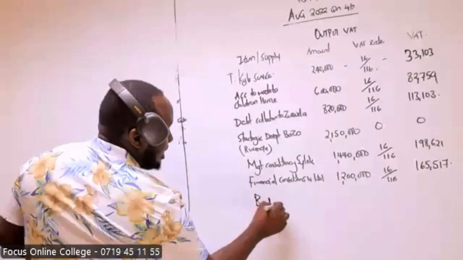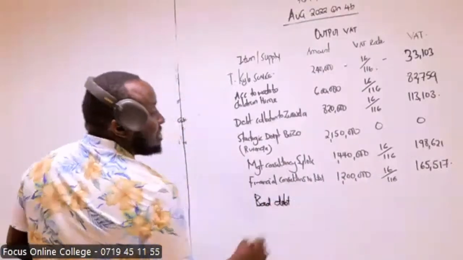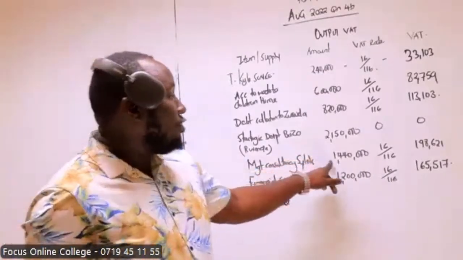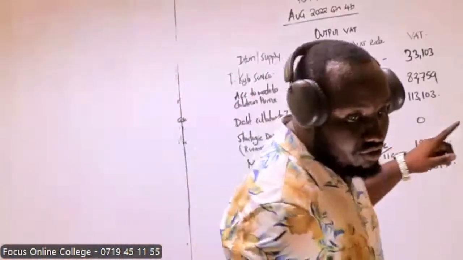So you have the bad debt. So get for me 60%. It was 60% of 1440. Give me the 60% of 1440.